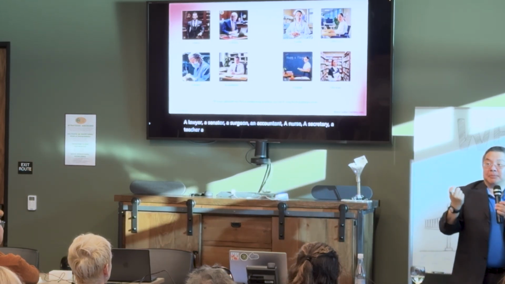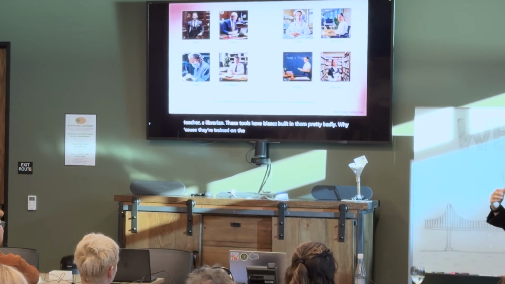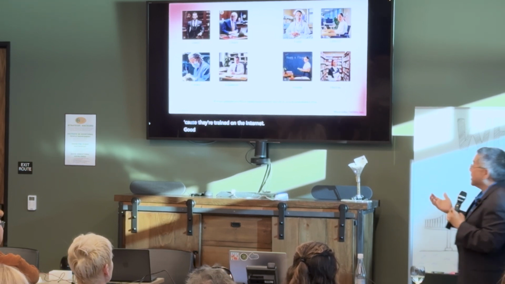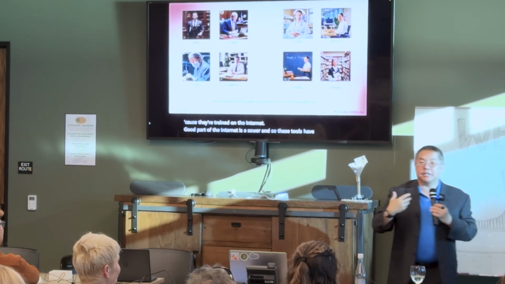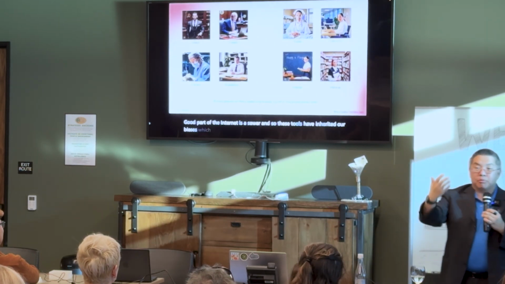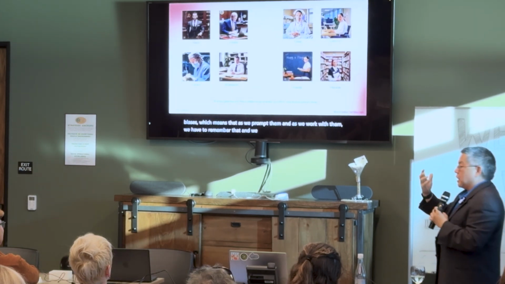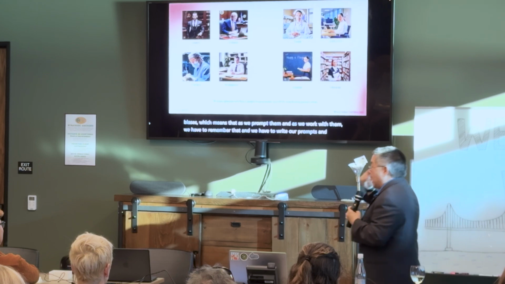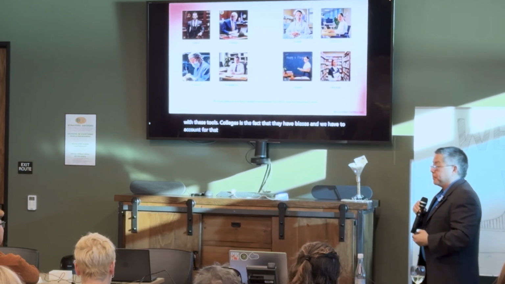These tools have biases built in them pretty badly. Why? Because they're trained on the internet. A good part of the internet's a sewer. And so these tools have inherited our biases, which means that as we prompt them and as we work with them, we have to remember that. And we have to write our prompts and work with these tools, cognizant of the fact that they have biases, and we have to account for that when we work with them.